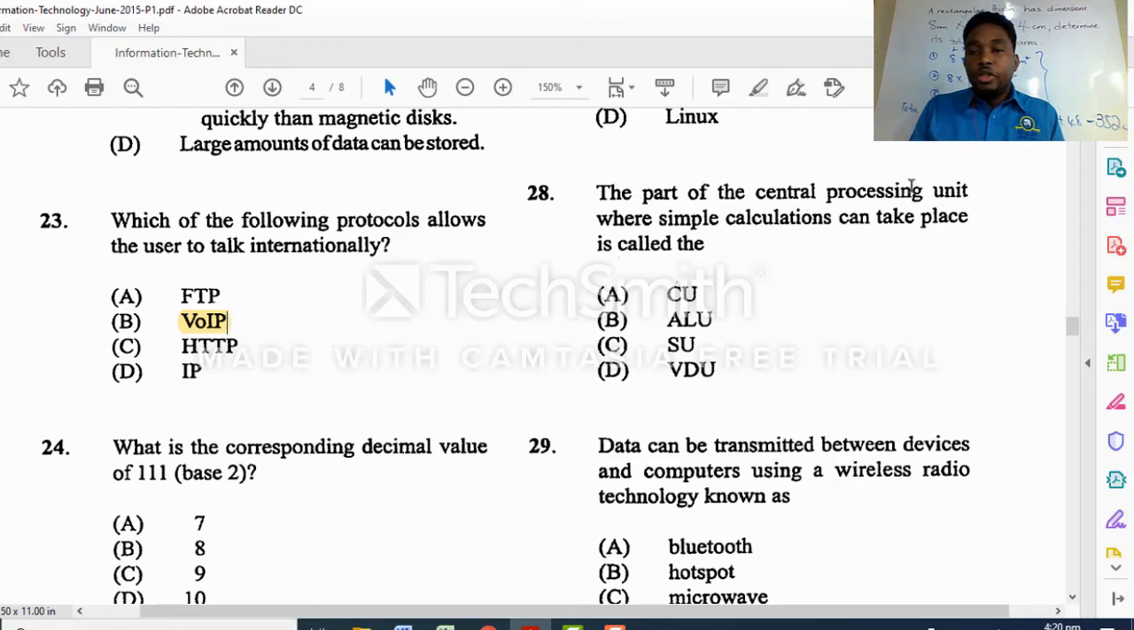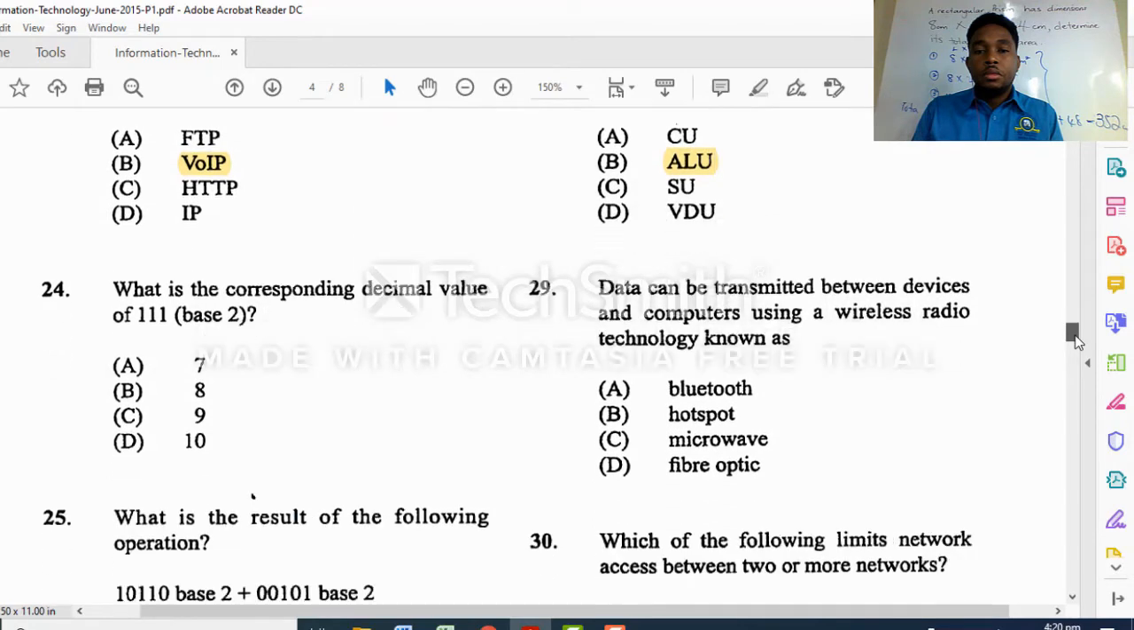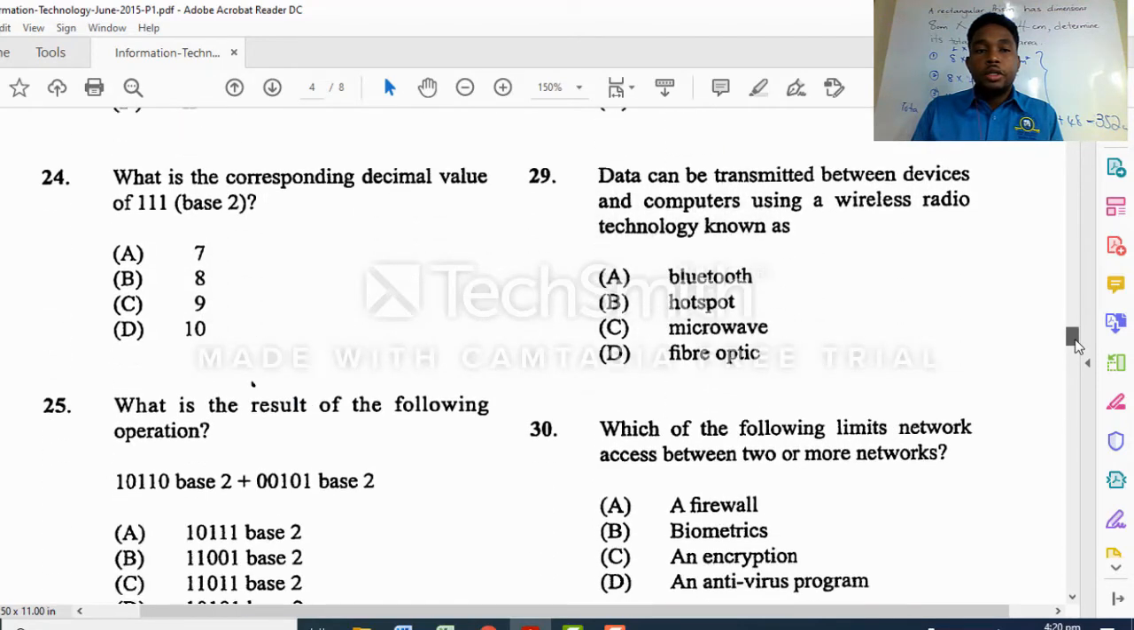Part of the central processing unit where simple calculation can take place is called your what? So now CU stands for control unit. It processes all information in and directs them to other areas in your system. But we could look at your ALU, stands for arithmetic logic unit, and it says simple calculations will be performed by your arithmetic logic unit. VDU, visual display unit there.